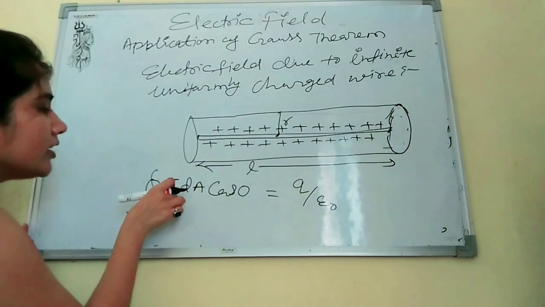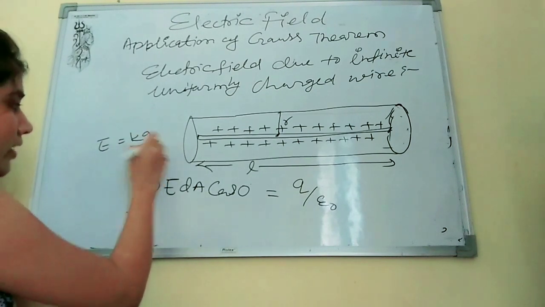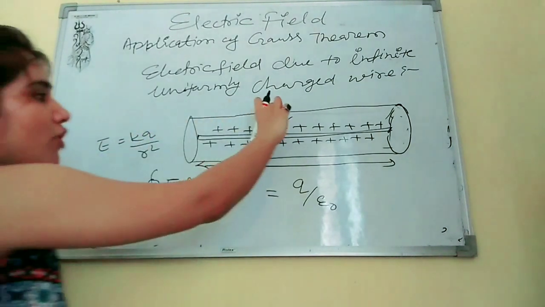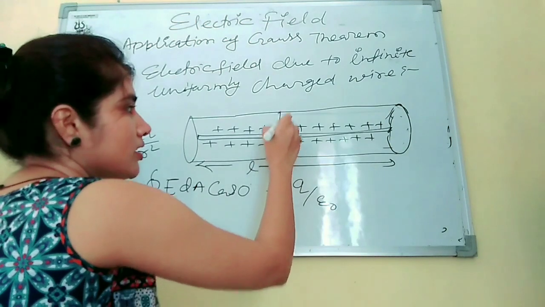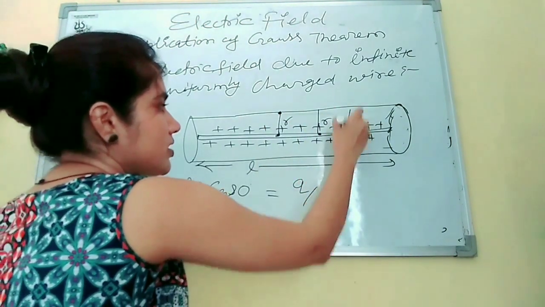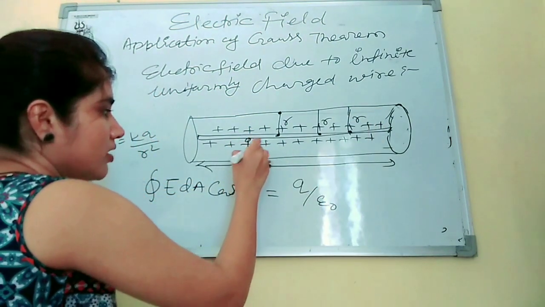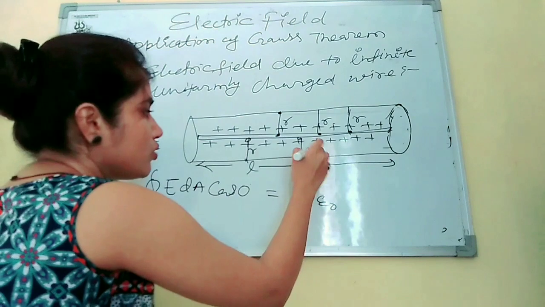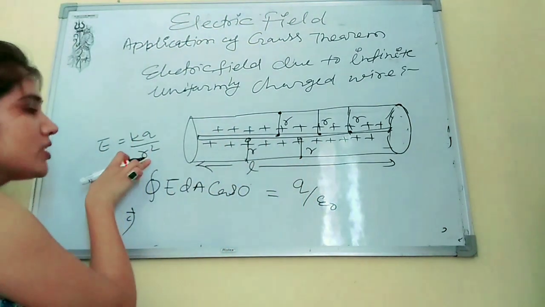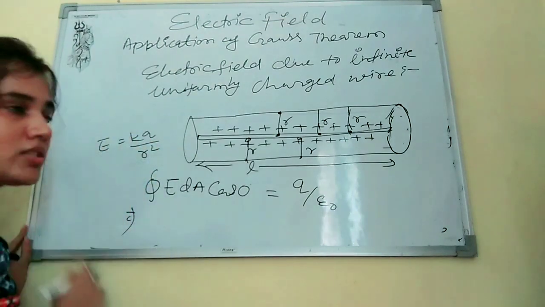Now the value of E is KQ upon R square. So this R is uniformly distributed. If this is the distance R, this will be the distance R, and in the downward direction also it has R distance. So the distance R is uniformly distributed, and we can take it as a constant.